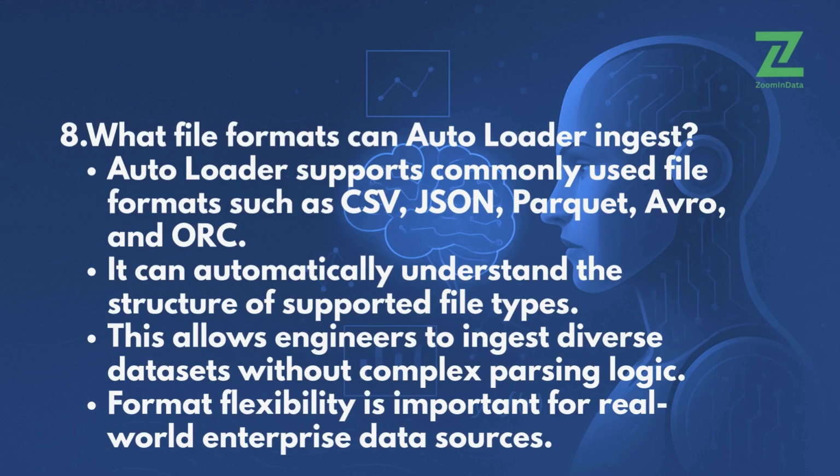What file formats can Autoloader ingest? Autoloader supports commonly used file formats such as CSV, JSON, Parquet, Avro, and ORC. It can automatically understand the structure of supported file types. This allows engineers to ingest diverse datasets without complex parsing logic. Format flexibility is important for real-world enterprise data sources.